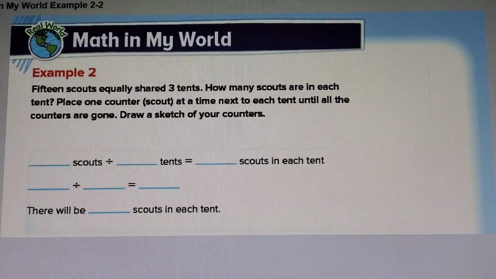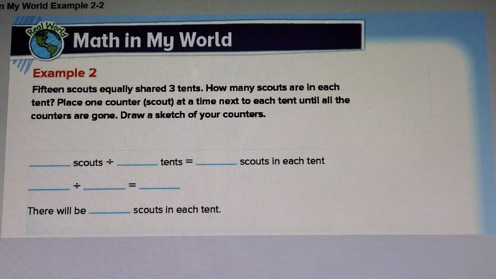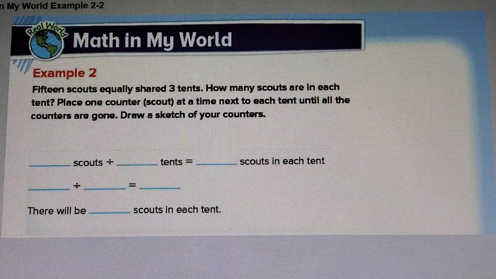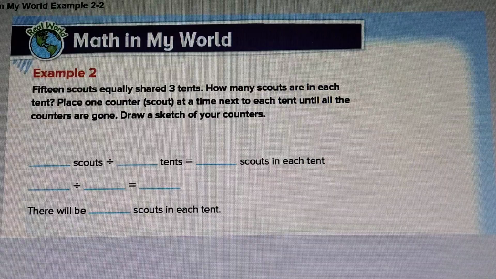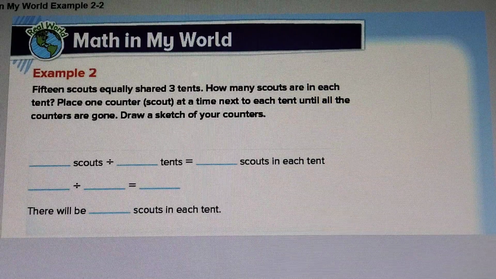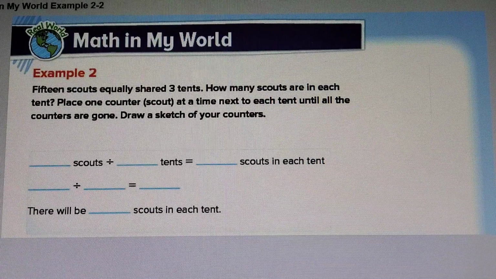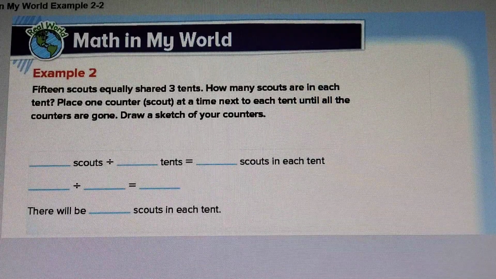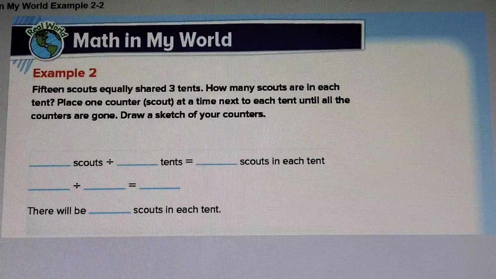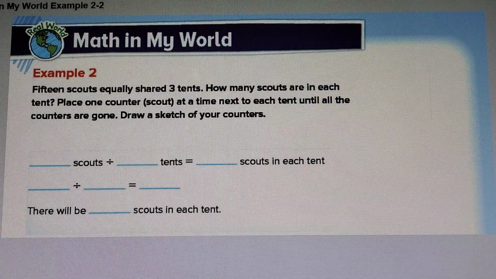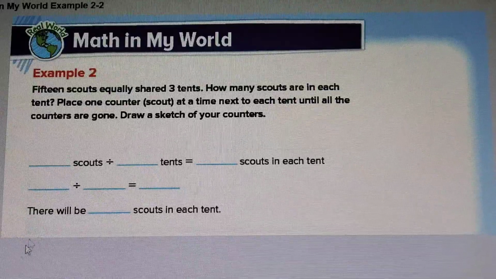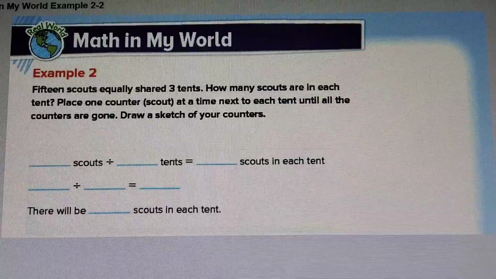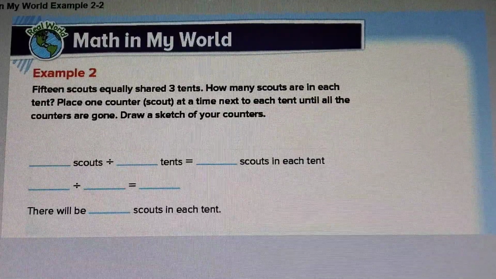This is the math section. 15 scouts equally shared 3 tents. How many scouts are in each tent? Place 1 counter representing a scout at a time next to each tent until all the counters are gone. Draw a sketch of your counters. So you drew your sketch on the last page. So we have 15 scouts divided by 3 tents equals 5 scouts in each tent. 15 divided by 3 equals 5. There will be 5 scouts in each tent.